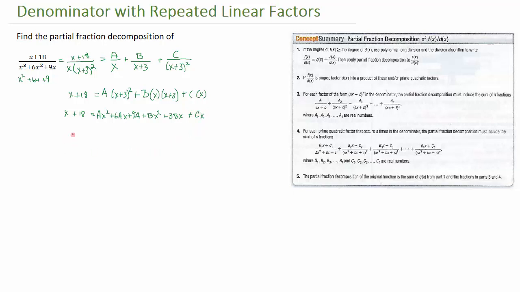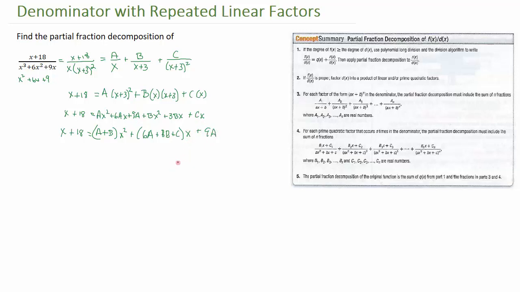Now again, let's group all of our like terms together. We have Ax squared plus Bx squared, or (A plus B) x squared. So we put our linear terms together of 6A plus 3B plus C, times x. And then we only have one constant term here, which is 9A.